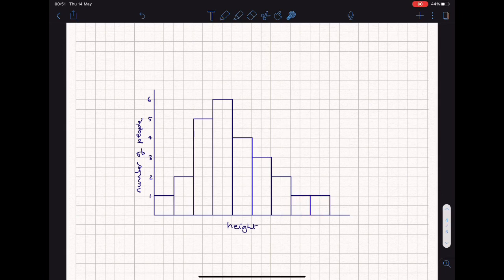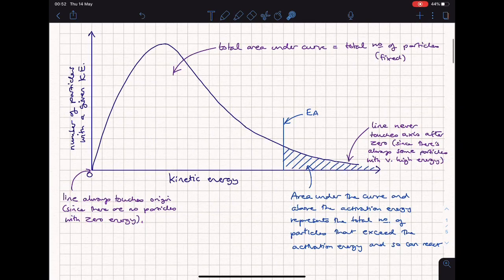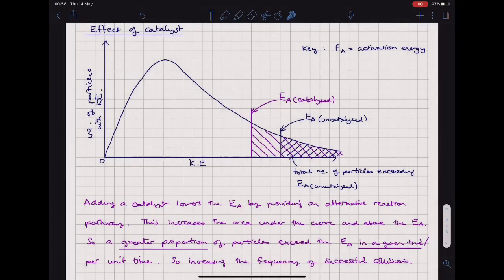So if we compare this with our Boltzmann distribution curve, hopefully we can understand this curve a bit better now. So the most likely energy for a particle in this system would be here, because most of the particles have this energy, and there are very few particles with low energy, and again very few particles here with very high energy. So hopefully you can understand what this graph really represents from looking at the analogy with the heights of people in the class graph. So now we understand the Boltzmann distribution curve a bit better.